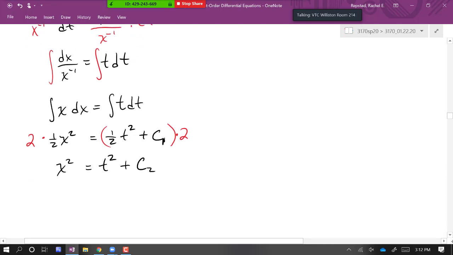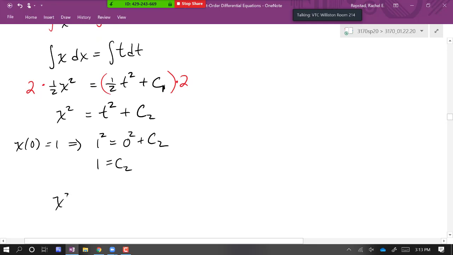Now they didn't ask us to find the general solution x of t, so I'm going to bypass that right now. I'm not going to solve for x directly just yet. They just wanted us to solve the initial value problem. So I'm going to take the opportunity now and plug in that initial value that they gave us. They told us that x of 0 is equal to 1. So that means that 1 squared is equal to 0 squared plus c2, and I know that c2 is equal to 1. And I can plug that back in and get x squared is equal to t squared plus c2.